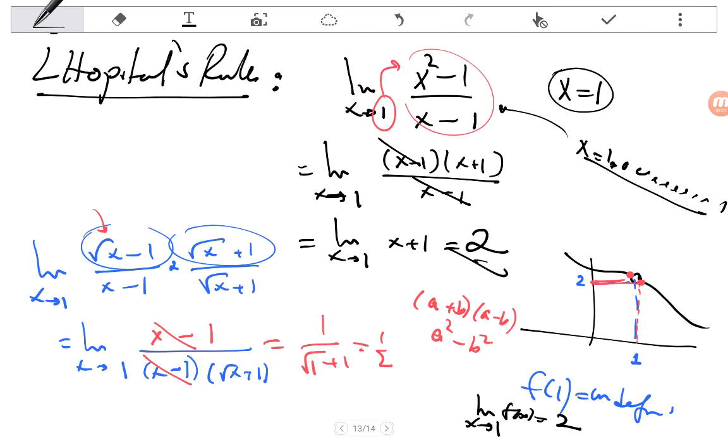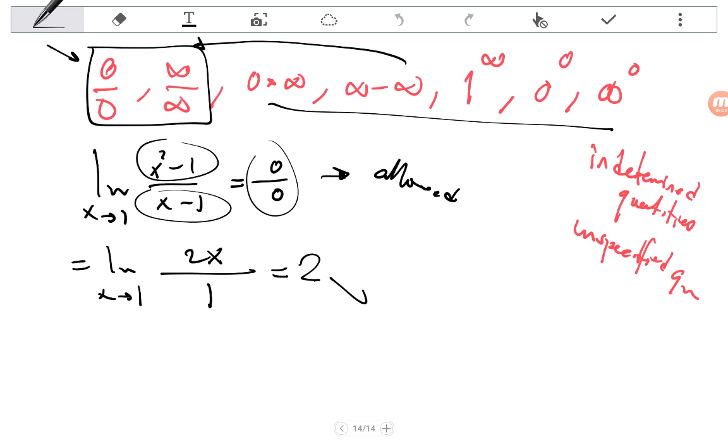So I have found this result without the need to make any factorization, multiply by conjugate, any of these. Just by the derivative, I have managed to find the result of the problem. Okay? So let's apply this rule for some cases. For example, this problem, limit x to 1, ln x over x minus 1.